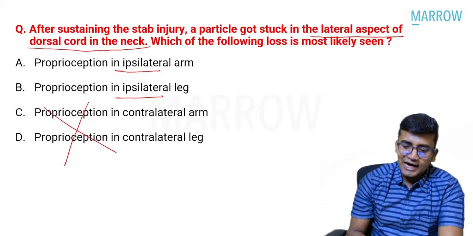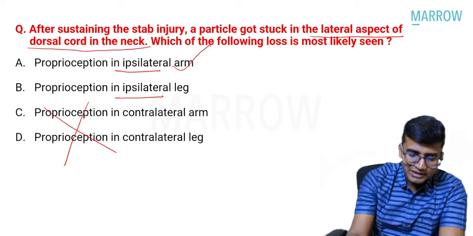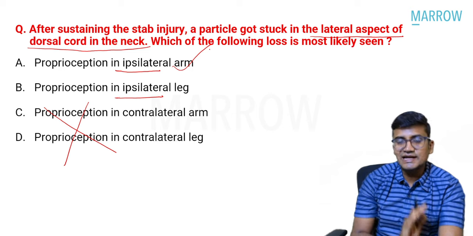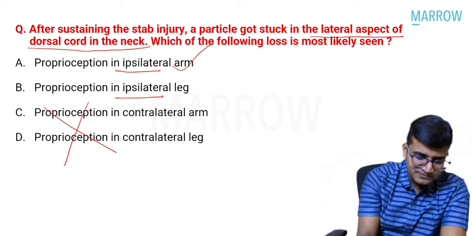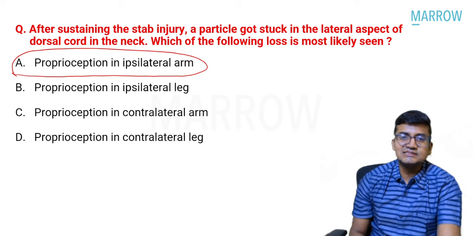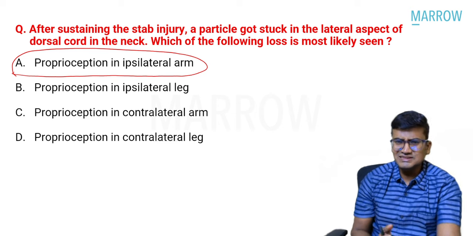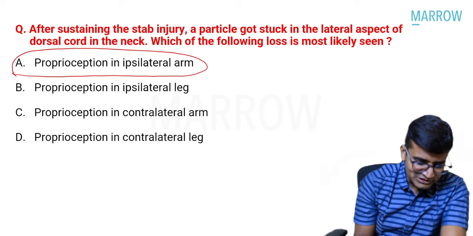Ipsilateral side. Again, I told you just now, fasciculus cuneatus carries the fibers from the upper limb. Fasciculus gracilis carries the fibers from the lower limb. So now what is the answer for this question? Proprioception loss in the ipsilateral arm. That is the answer for this question. Very easy question we got. Okay? Right. Now see the next question.